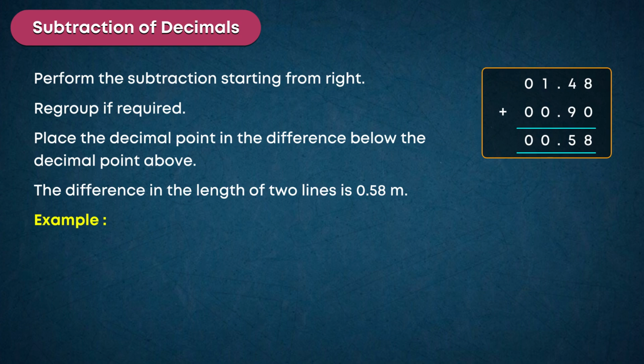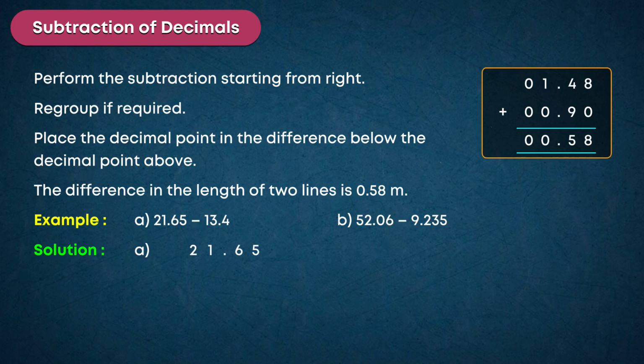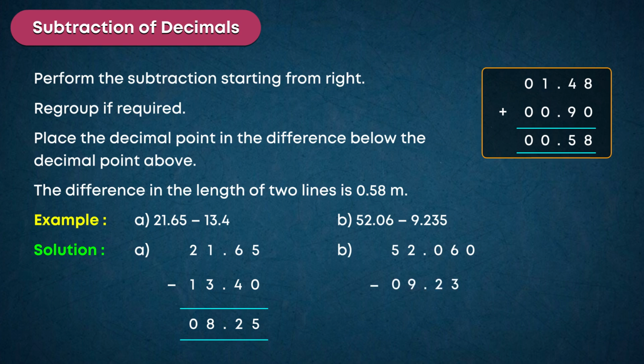Example. A. 21.65 minus 13.4. B. 52.06 minus 9.235. Solution. A. 21.65 minus 13.4 is equal to 8.25. B. 52.06 minus 9.235 is equal to 42.825.